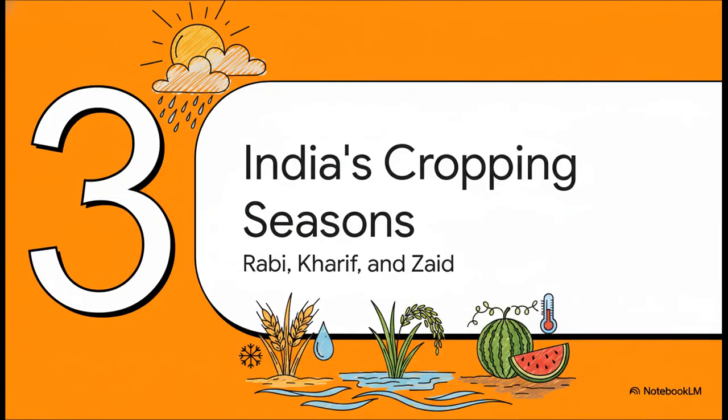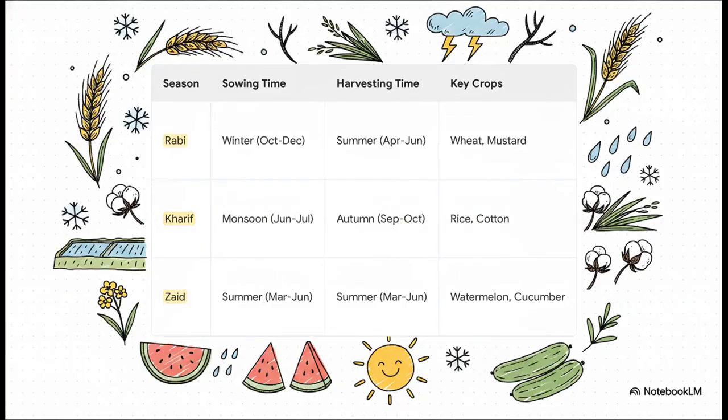All right, moving on to our next topic. Because of our climate, India is special. We have 3 different cropping seasons in a single year. And let me tell you, knowing the difference between Rabi, Kharif, and Zaid is super important for your exams. This is a very common question. Pay close attention to this table. This is where you can score easy marks.